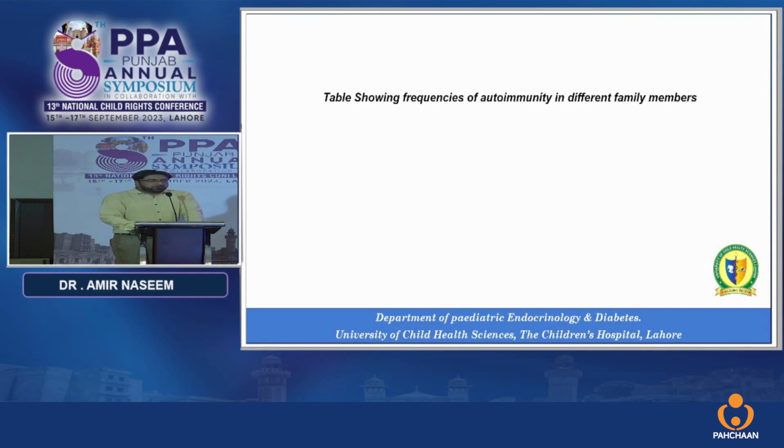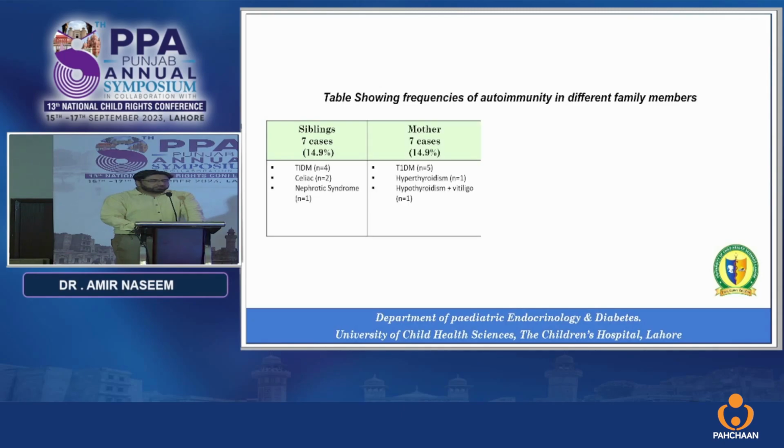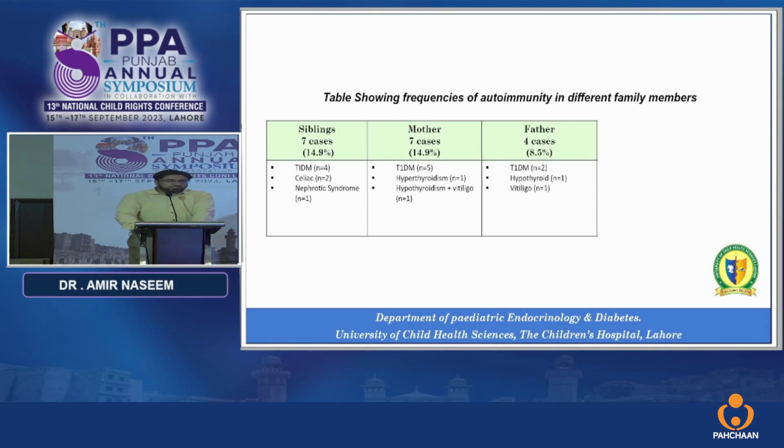This table is showing frequencies of autoimmunity in different family members. In siblings, 7 cases were having autoimmune conditions. Type 1 was in 4, celiac was in 2 patients, and nephrotic syndrome was in 1 patient. In the mothers of the patients, 7 cases were having autoimmune conditions. Type 1 was in 5, hyperthyroidism in 1, hypothyroidism and vitiligo in 1 case. In fathers, 4 cases were having autoimmune conditions. Type 1 was in 2, hypothyroidism in 1, vitiligo in 1.